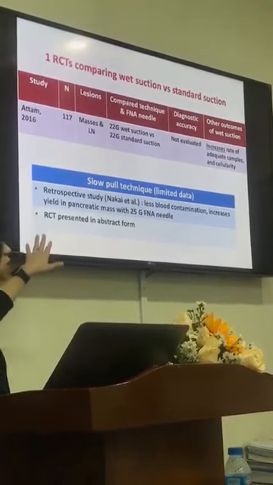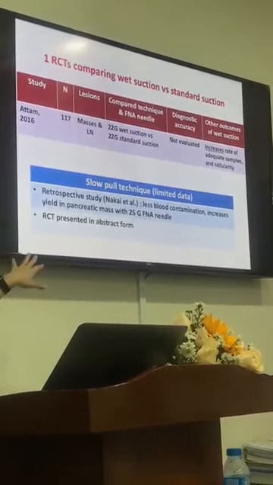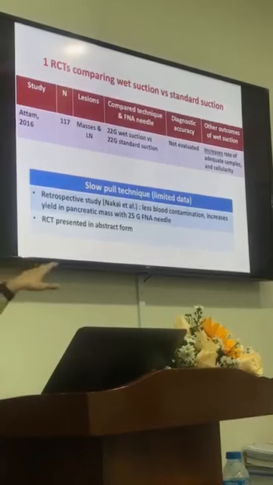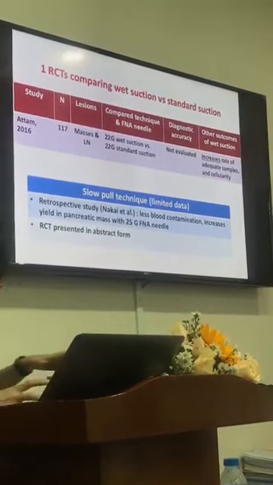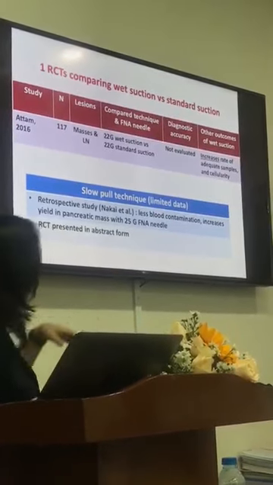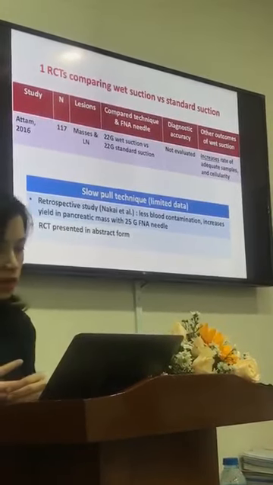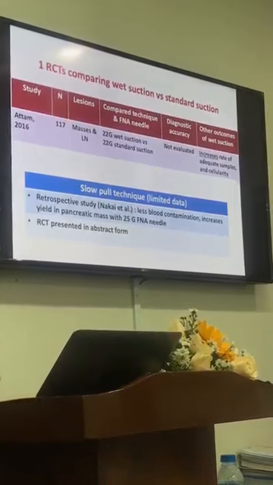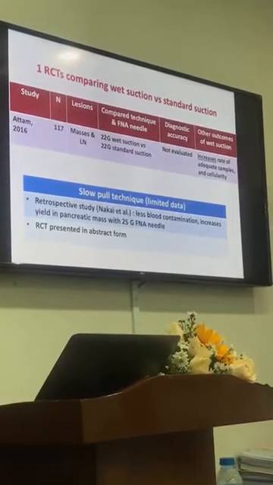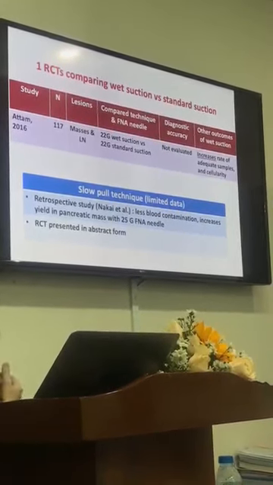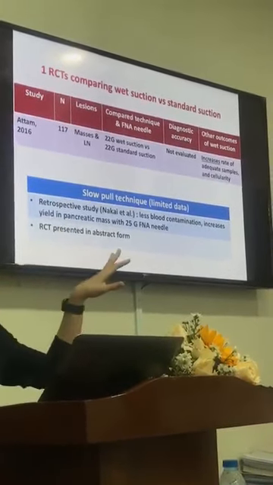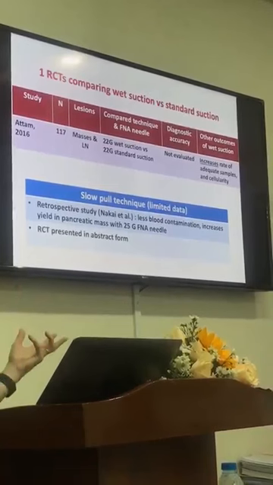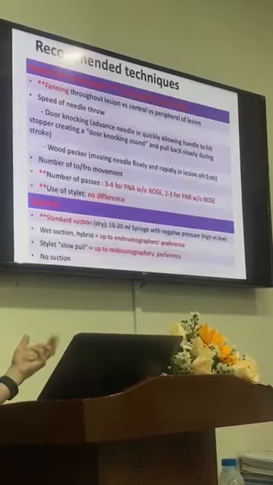There's one RCT that has been presented years ago. It's only in abstract form. The original article hasn't come out yet. But there's one large retrospective study looking at the utility of slow pull technique in a 25 gauge needle, and it seems like it provides less blood contamination and increases yield in pancreatic masses. So a lot of people are using slow pull technique right now.